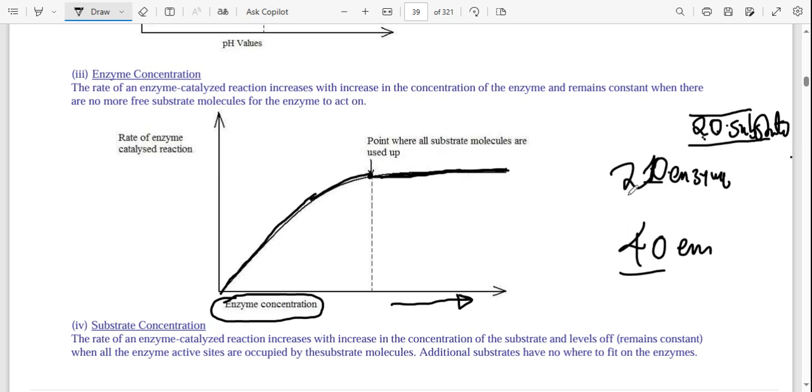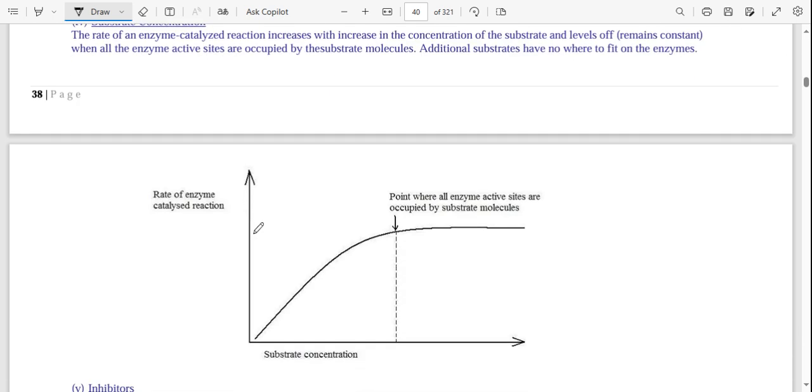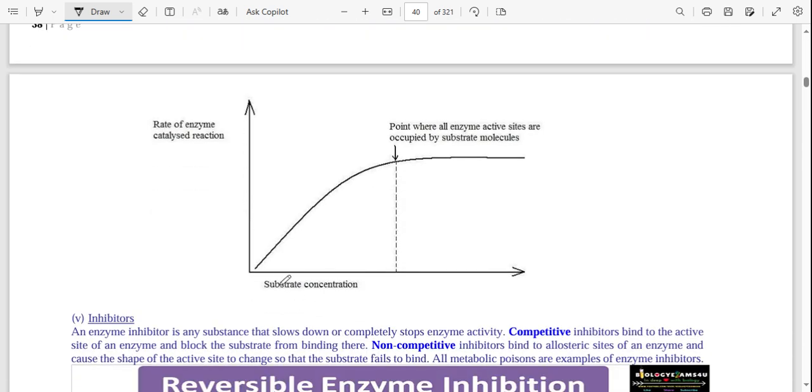Okay, so that is the same that happens with substrate concentration. Now it's just that here you have got substrates. Let's say you have got 20 enzymes, but then they don't have what to work on. You only have one substrate. When you start to increase the concentration of the substrate, the rate of the reaction will be increasing.